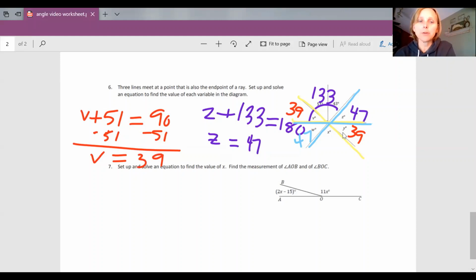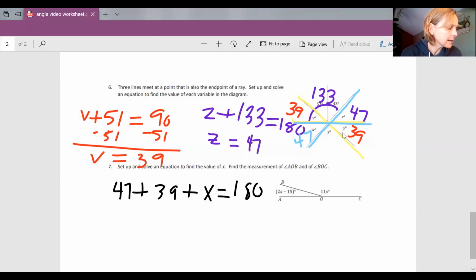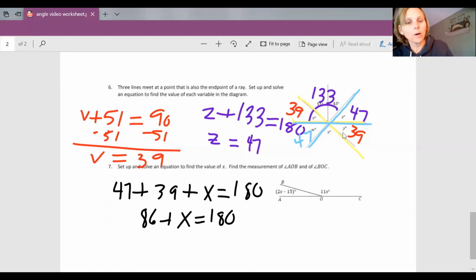I'm going to go with w, x, and y being on a straight line. So w plus x plus y equals 180. Well, I know that w is 47 plus 39 plus x all will equal 180. So 47 plus 39 is 86 plus x equals 180. 180 minus 86 is 94. So that one is 94.